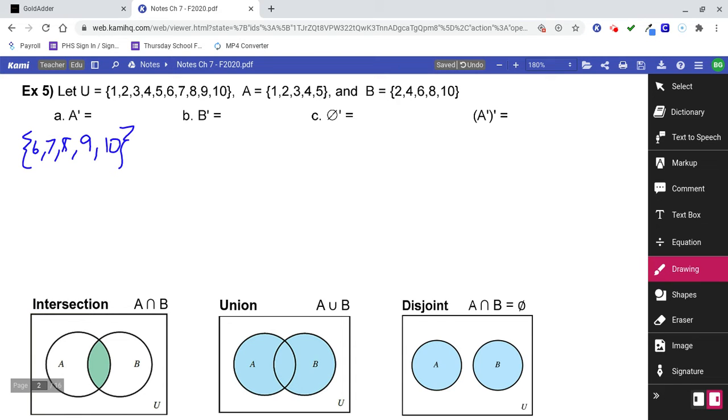So not B. We can see that B is 2, 4, 6, 8, 10. So not B must be 1, 3, 5, 7, 9.